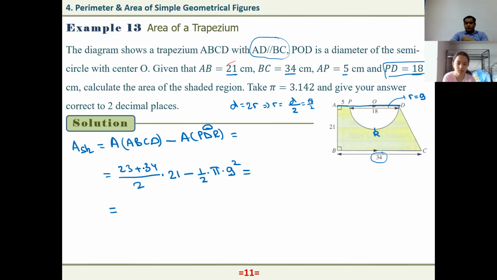What is 23 plus 34? 57. 57 over 2 times 21 minus pi over 2, right? 1 over 2 times pi. What is 9 squared? 81. 81 equals, do you have a calculator, Shahina? Yes. Is it working? Yes. Can you calculate this? Let me see how much you get. Take pi as 3.142.